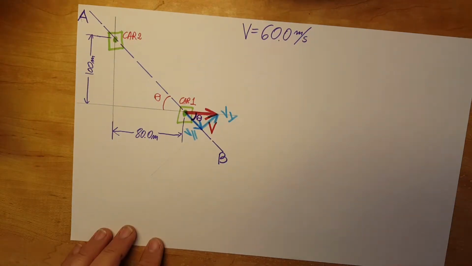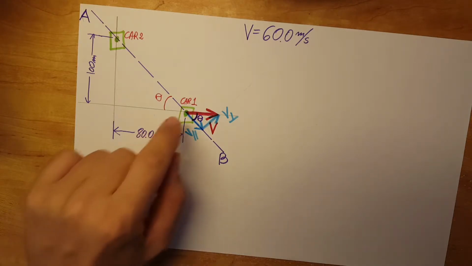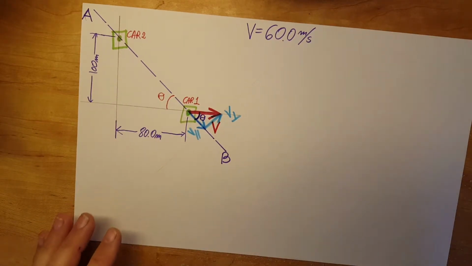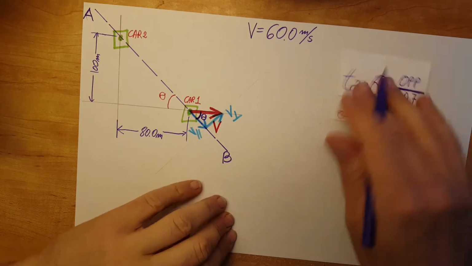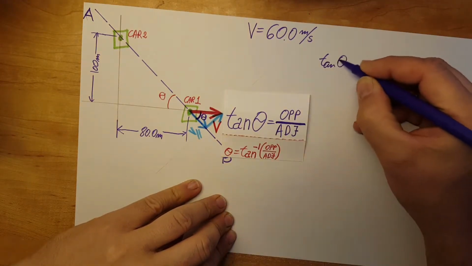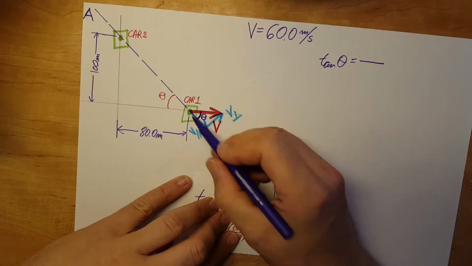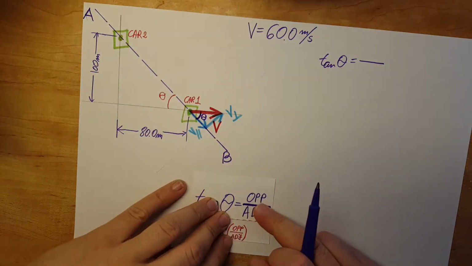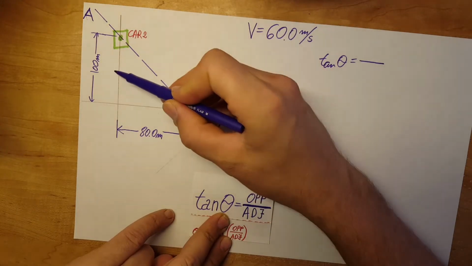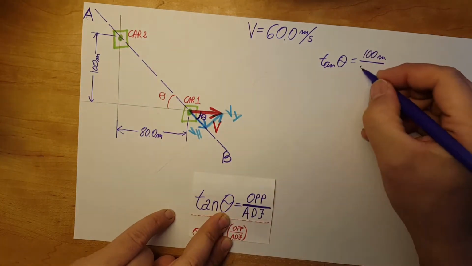Okay, now they are asking us to write a trig function so that we can find the numerical value of this angle theta. For this one we're going to use tangent. So I'm going to write it up here, tangent theta, and here I'm not going to use this triangle, but I'm going to use this big triangle right here. Opposite over adjacent, so theta, and this opposite will be 100 meters, and my adjacent is 80 meters.